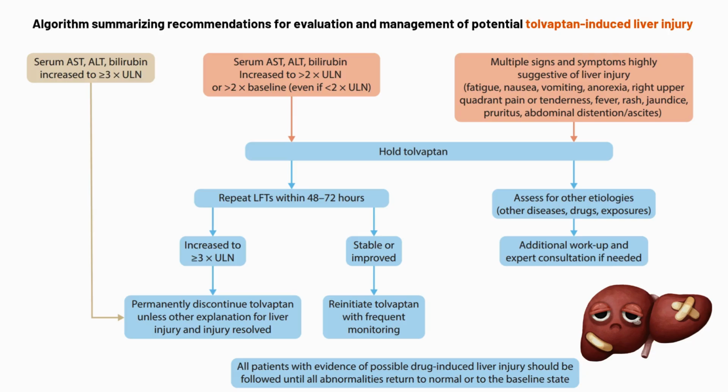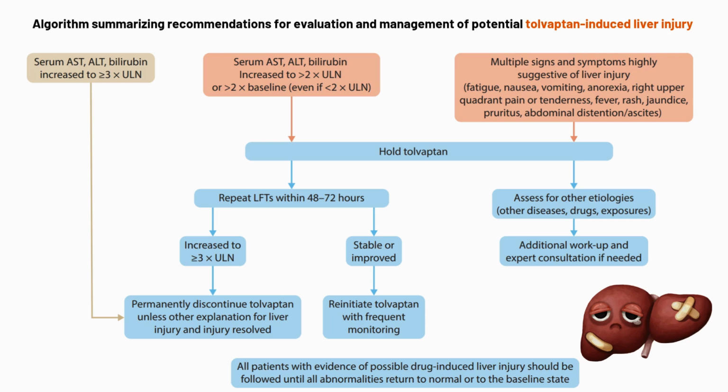Regardless of how this signal appears, the first step is simple and decisive: hold tolvaptan. At the same time, you begin evaluating for alternative causes: other drugs, infections, and underlying liver disease. Next step, repeat liver function tests within 48 to 72 hours. This short interval is very key. You are trying to determine trajectory and not just a single value.